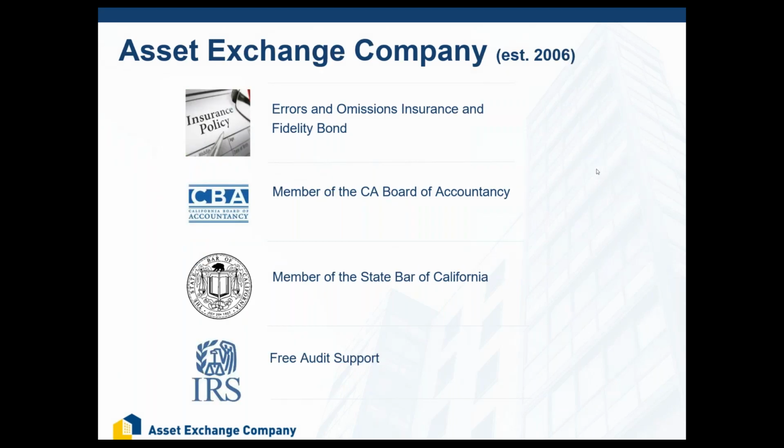Now, we've been doing this for a long time. I've been in the business for about 20 years. I started this company way back in 2016. My company is licensed, we're bonded by the insurance companies, and we carry errors and omission insurance. My business partner is a tax attorney who is a member of the State Bar and the California Board of Accountancy. And very important, one of the things that sets my company apart from our competitors is that we provide audit support in the event of an IRS audit.